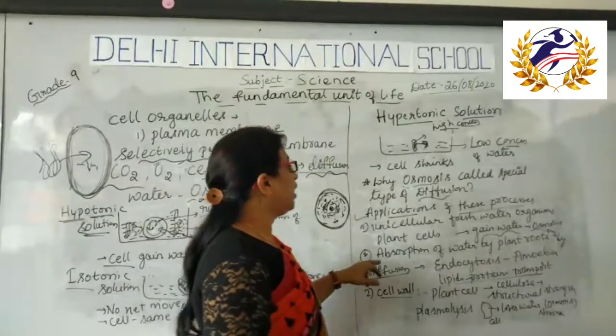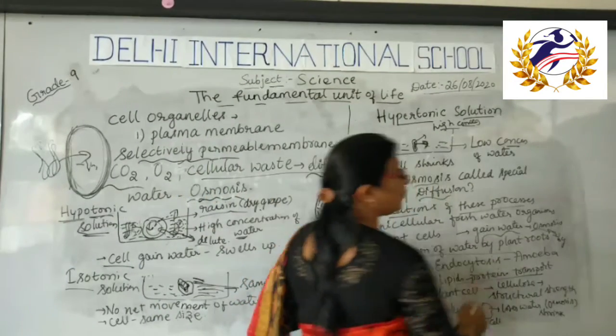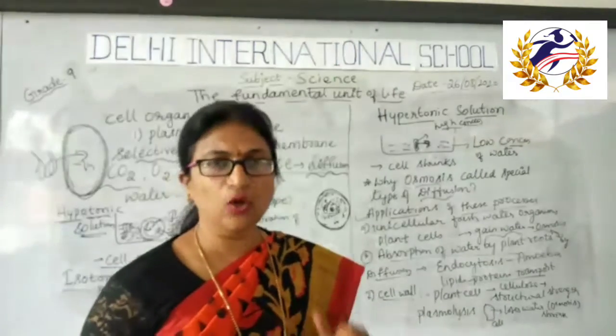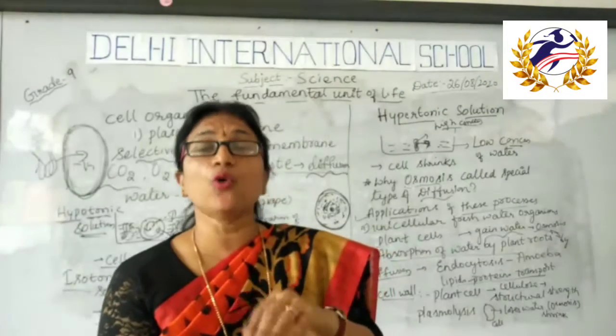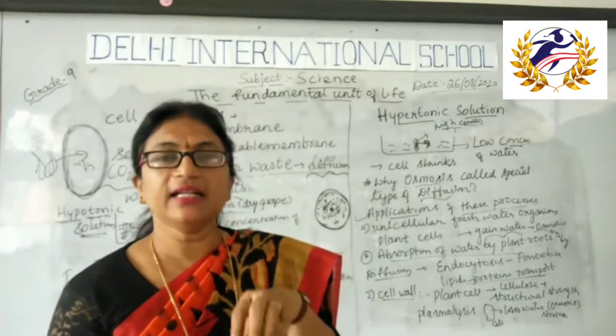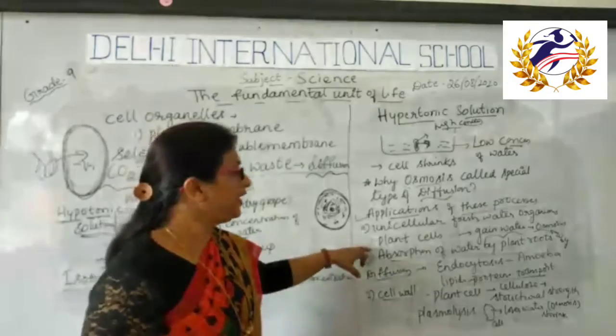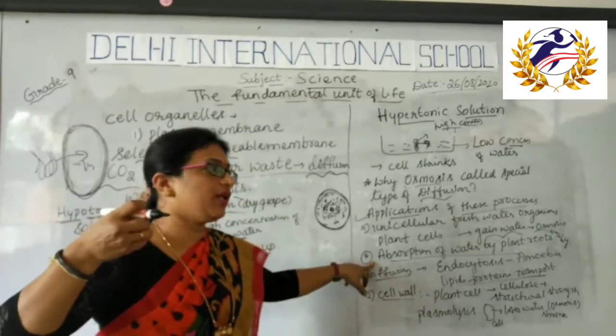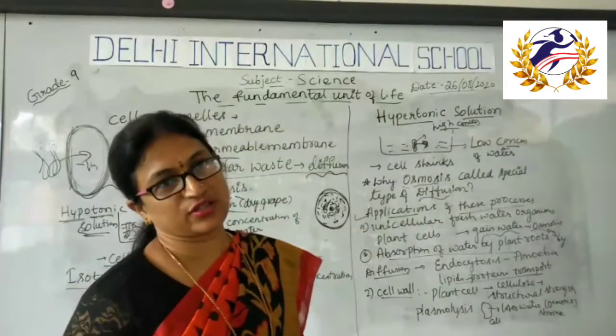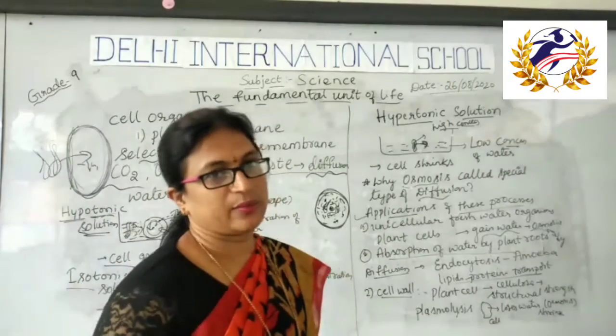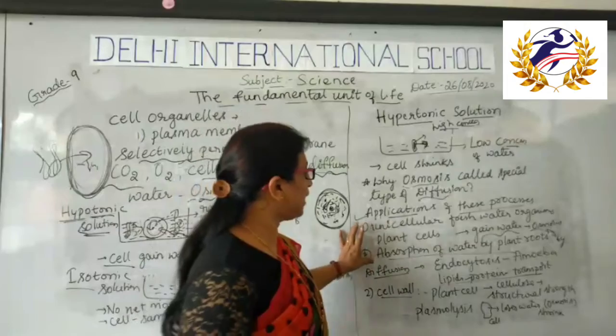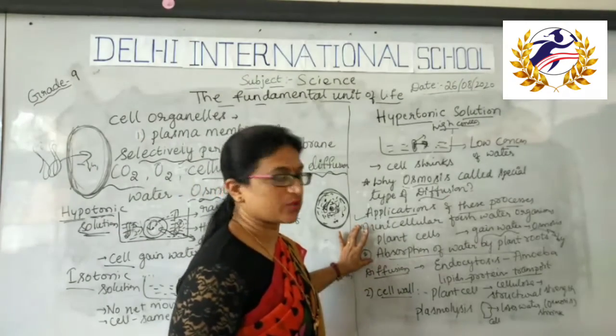Okay. So, then absorption of water by the plant roots. We know that plant roots, root hairs, contain cells. So, they gain the water and minerals by the process called osmosis. Okay. So, these are the applications or advantages of osmosis.